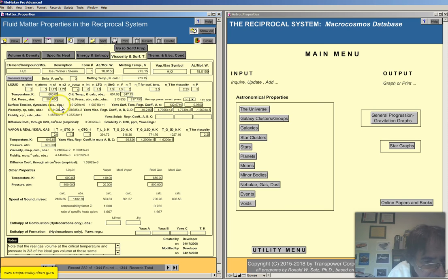So again, we have the surface tension calculated here versus observed, based on the regression coefficient. And then we have the viscosity versus observed. And that's the Yaws value right there. Okay. All right. And then we go on to the vapor and real or ideal gas. So in this case, in the previous properties, we separate the vapor versus the real or ideal gas.